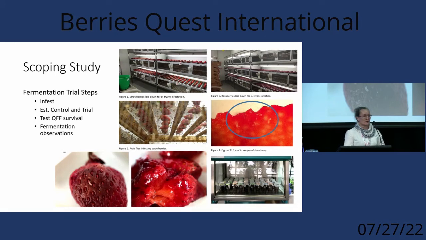So at Box Hill, they were able to take some perfectly sound fruit from the Yarra Valley, take it to New South Wales and infest it with Queensland fruit fly. And we did this for strawberries and for raspberries. They were brought back to the Yarra Valley, and every now and again they would take samples out of both the control, which was just left to its own devices, and the actual trial, which was where we induced fermentation conditions.